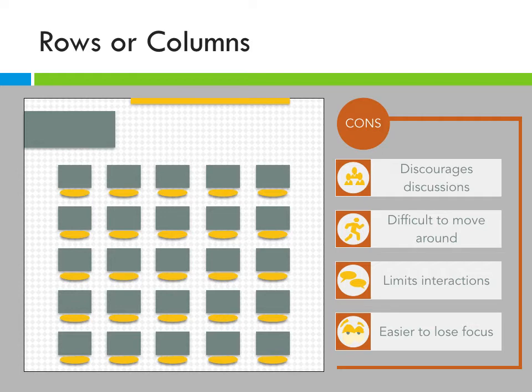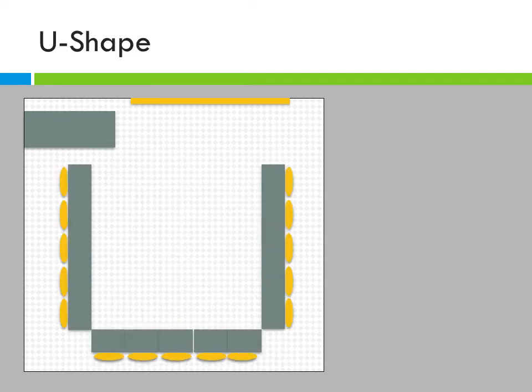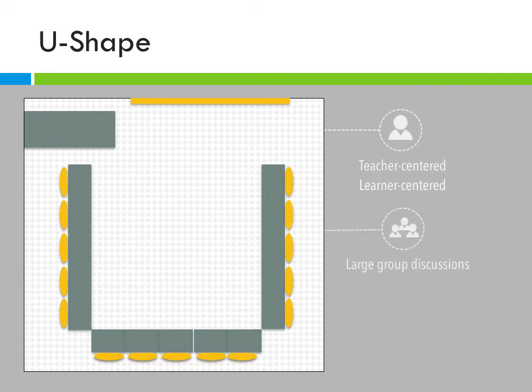columns in your classroom. The next shape we're going to look at is the U shape, also known as the horseshoe. This setup allows for both teacher-centered and learner-centered teaching. It promotes whole class and or large group discussions and is more suitable for small or medium-sized classes. There's a lot of unused space in the middle, so teachers with bigger classes will probably opt for a different classroom arrangement to use that space more effectively, or perhaps put more desks in the classroom.